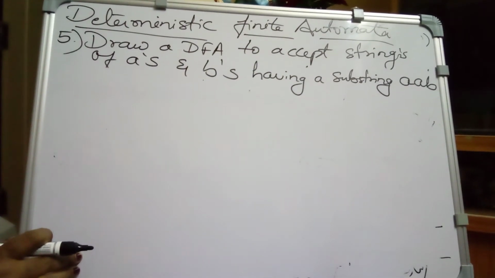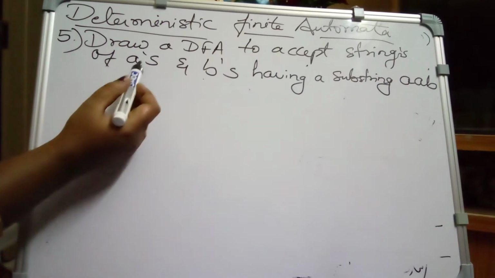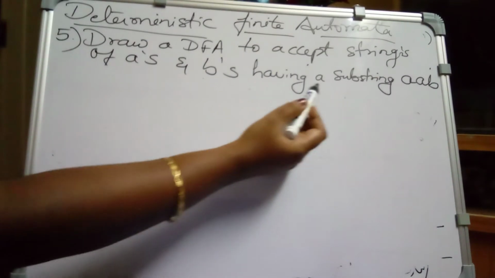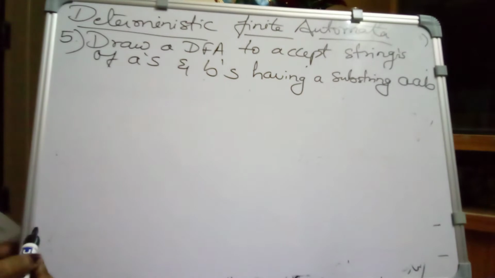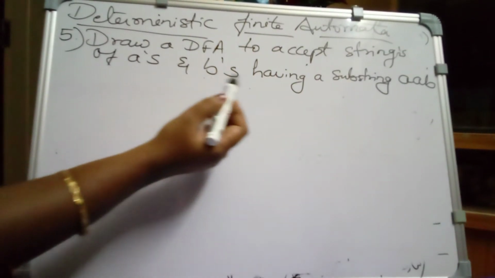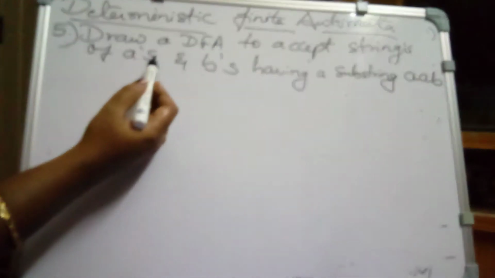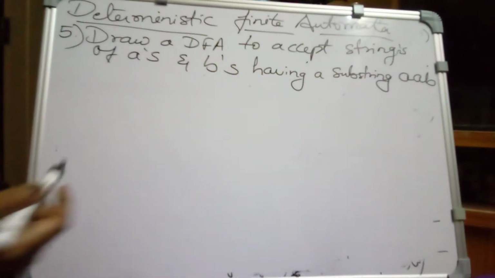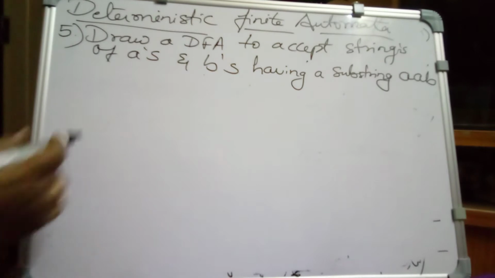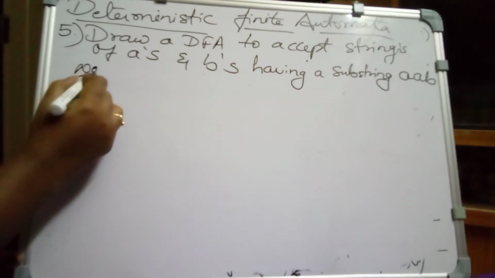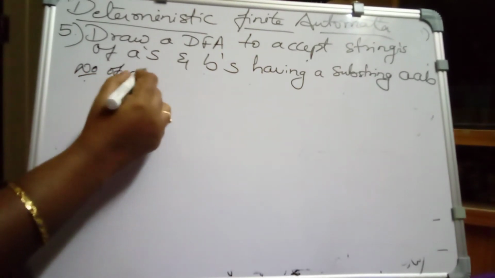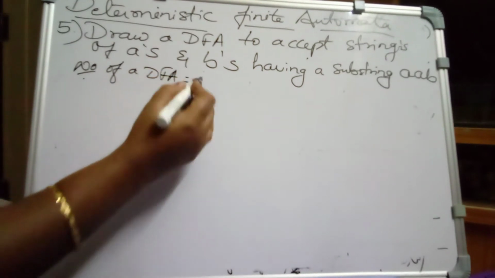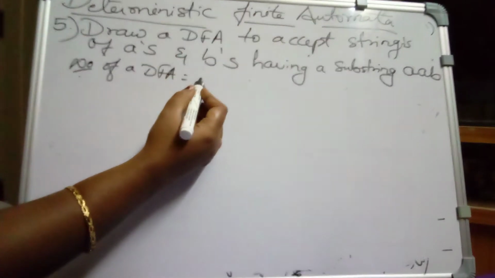Draw a DFA to accept strings of A's and B's having a substring AAB. Here the question is, consider a string of A's and B's such that the string should have a substring AAB. Now to identify the number of states of a DFA, we take the length of the minimal string. So what is the length of the minimal string?